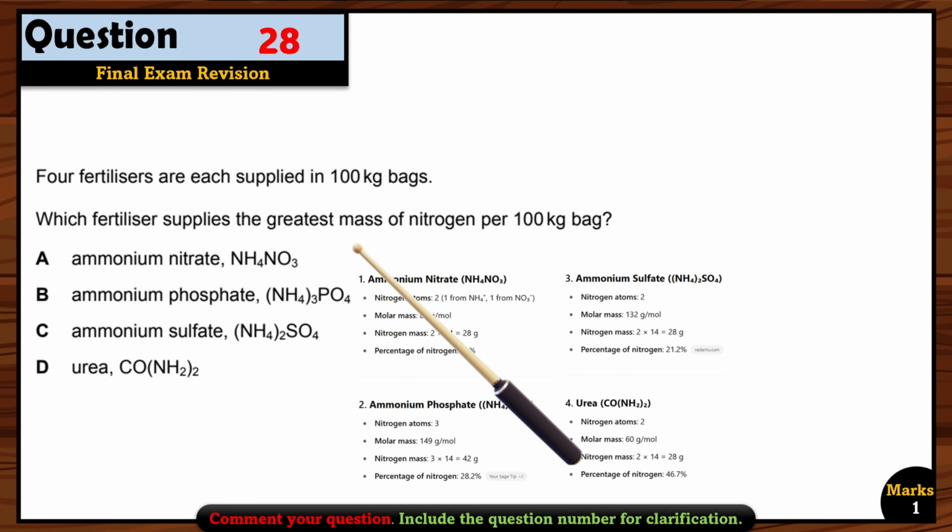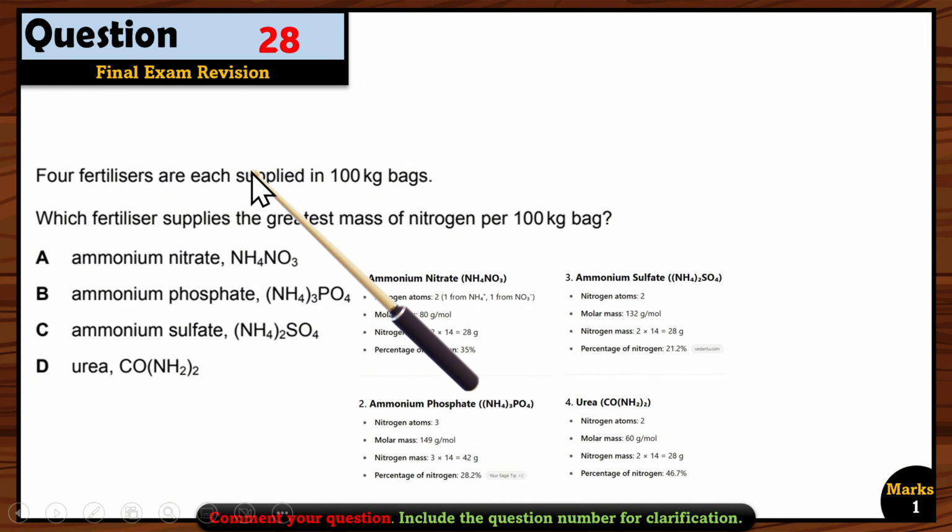Question number 28. Four fertilizers are each supplied in 100 kg bags. Which fertilizer supplies the greatest mass of nitrogen per 100 kg bag? Simple. You have to find the molar masses of all these first, and then you have to find the molar mass of nitrogen. Once you find the molar mass of nitrogen, you just have to compare them, that how much is the mass. So if you see the molar mass of ammonium nitrate, what is the molar mass of ammonium nitrate?